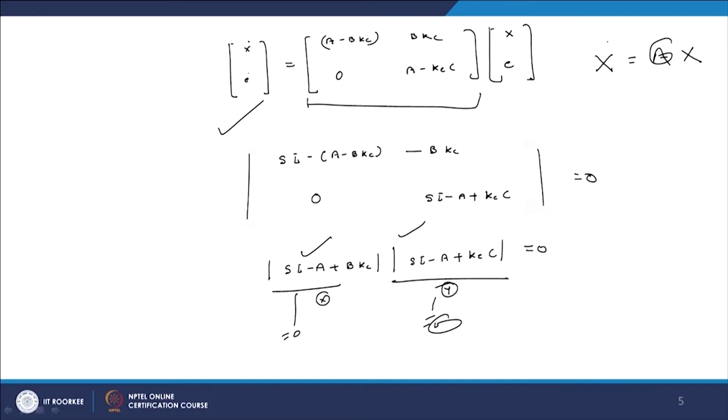Therefore, whatever changes you make in Kc do not affect Ke, and similarly whatever changes you make in Ke will not affect Kc. That means whatever controller poles we have fixed, and whatever observer poles we fix, both are independent, they are not dependent on each other. Therefore, there is no such issue while designing the controller. That is the most important advantage of this type of controller design.